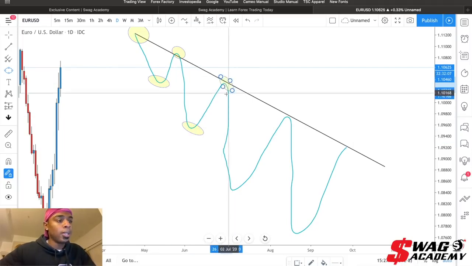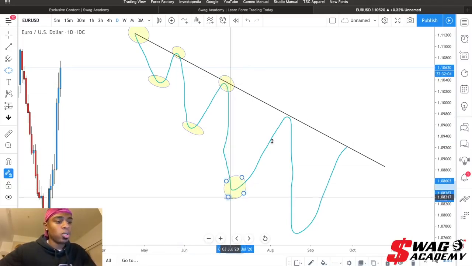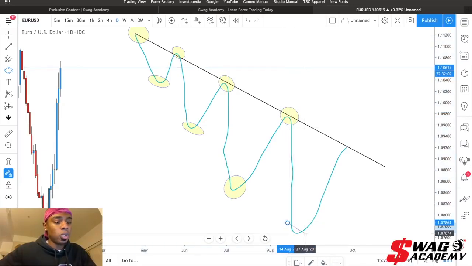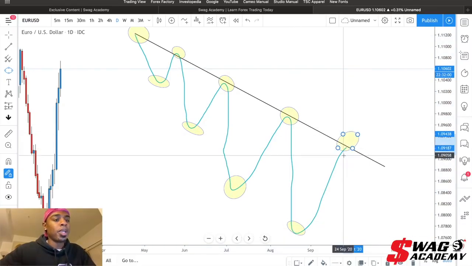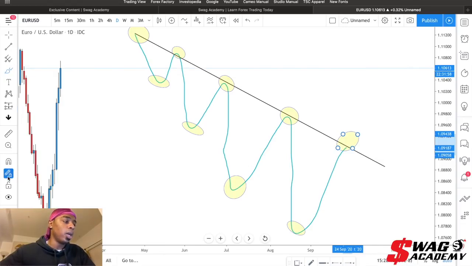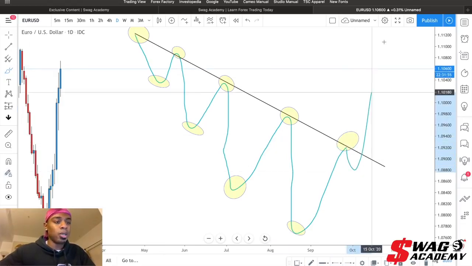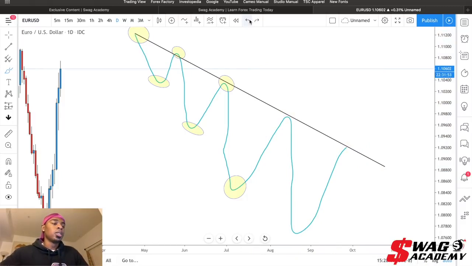The next lower high, the next lower low, next lower high, next lower low, and the next lower high. And the way you would know to get out of this as well would be price does this and boom, breaks above. Get out, take your money.